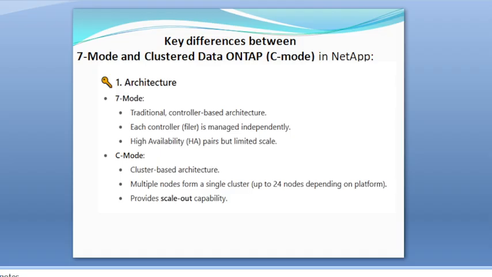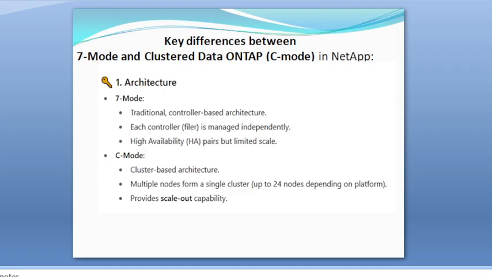7-Mode architecture is a traditional, controller-based architecture. Each controller is managed independently, and it is high-availability paired but has limited scalability. There are two controllers in one system, in an HA pair, and that is the maximum number of controllers you can have in one system. Both controllers can be managed independently.